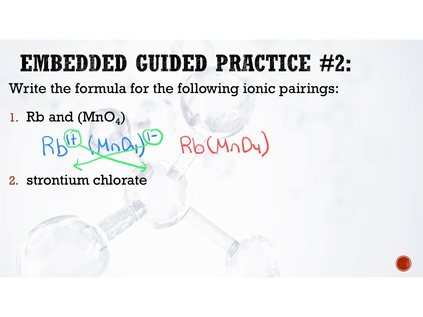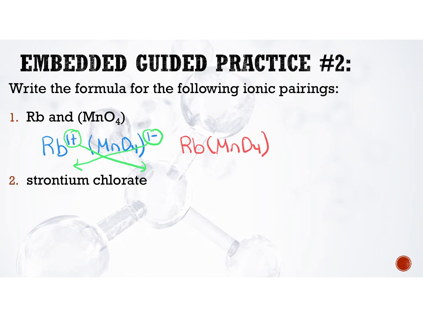Notice something interesting. It's going to be a tip that will help you later. We ended up with a 1 plus and a 1 minus charge, and we did not write any subscripts for our formula. Anytime, here's the tip, anytime you end up with the same number for the positive and negative charge, so a 1 and a 1, a 2 and a 2, a 3 and a 3, a 4 and a 4, you end up writing your formula without any subscripts.